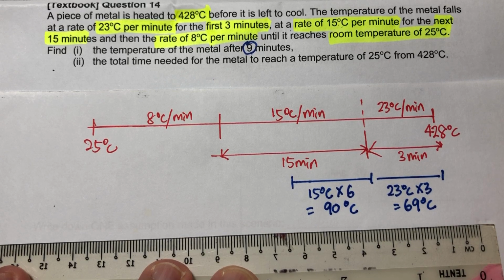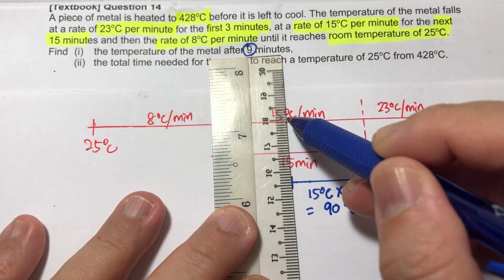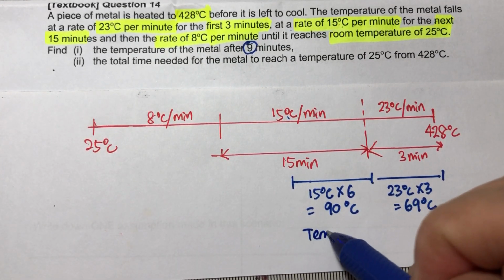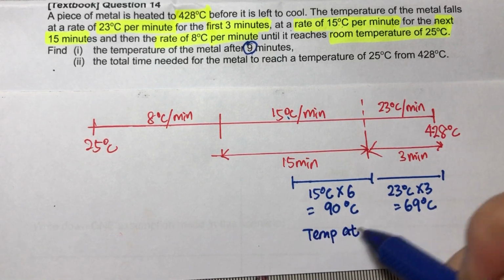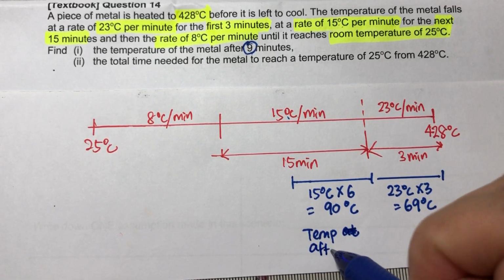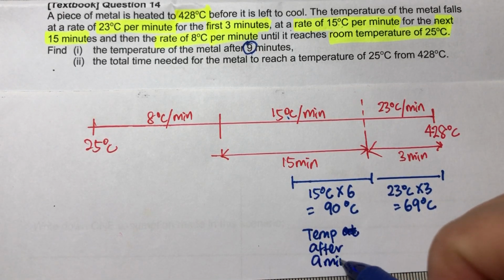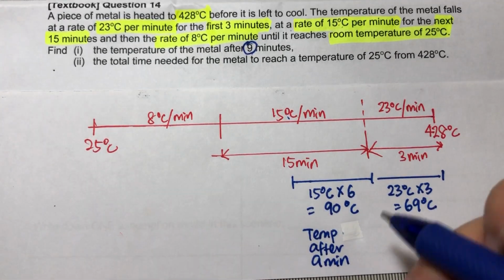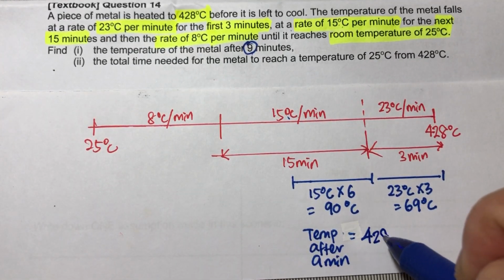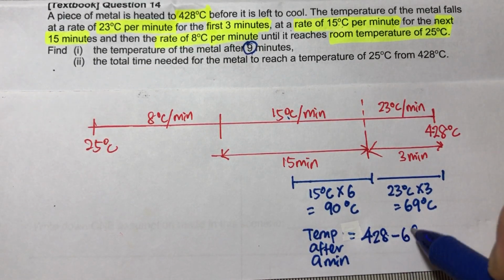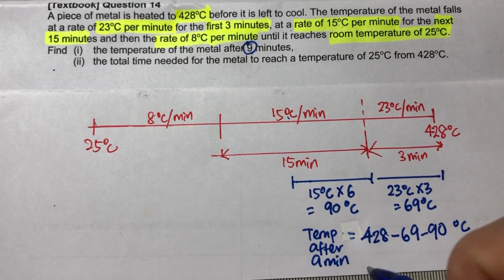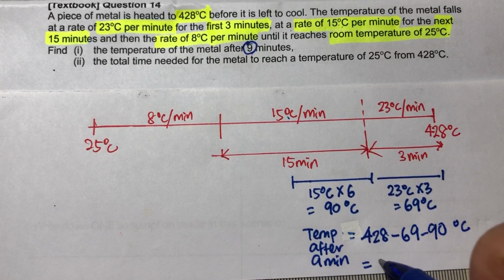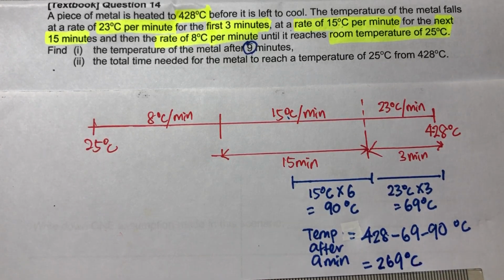So with this, to find the temperature at this 9 minutes point, the temperature after 9 minutes would be 428 minus 69 minus 90 degrees Celsius. That will give us 269 degrees Celsius, which is the answer.